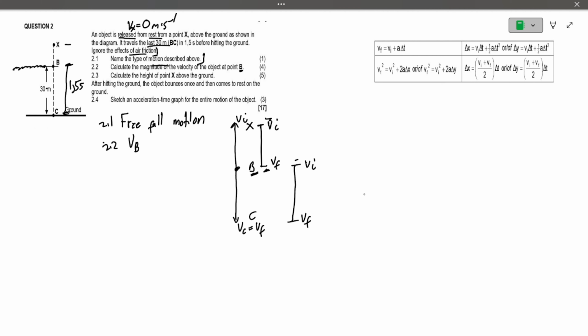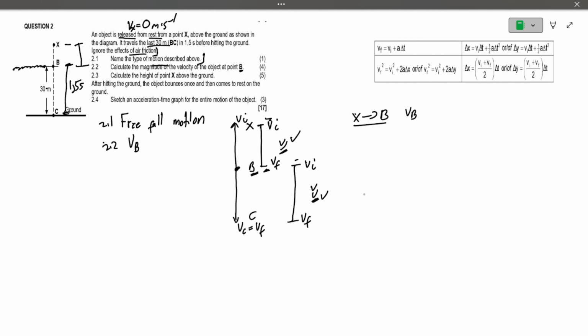But the one that will determine whether we use this section or that one is the amount of information we have. If we are given more information here, we use this one. If we are given more information there, we use that one. So let's see how much information we are given, starting from X to B. From X to B, we are looking for the velocity the ball has at B.